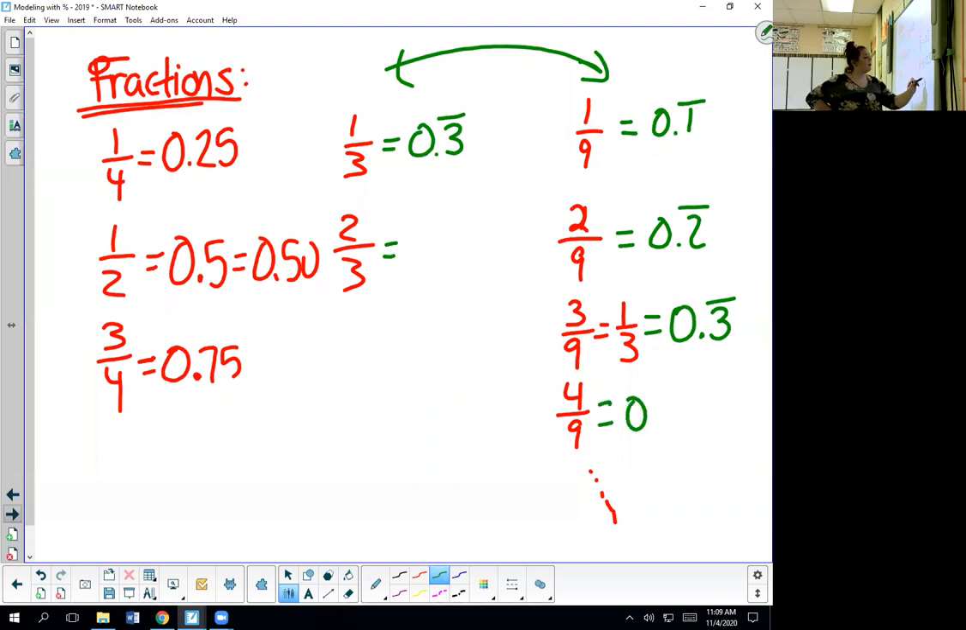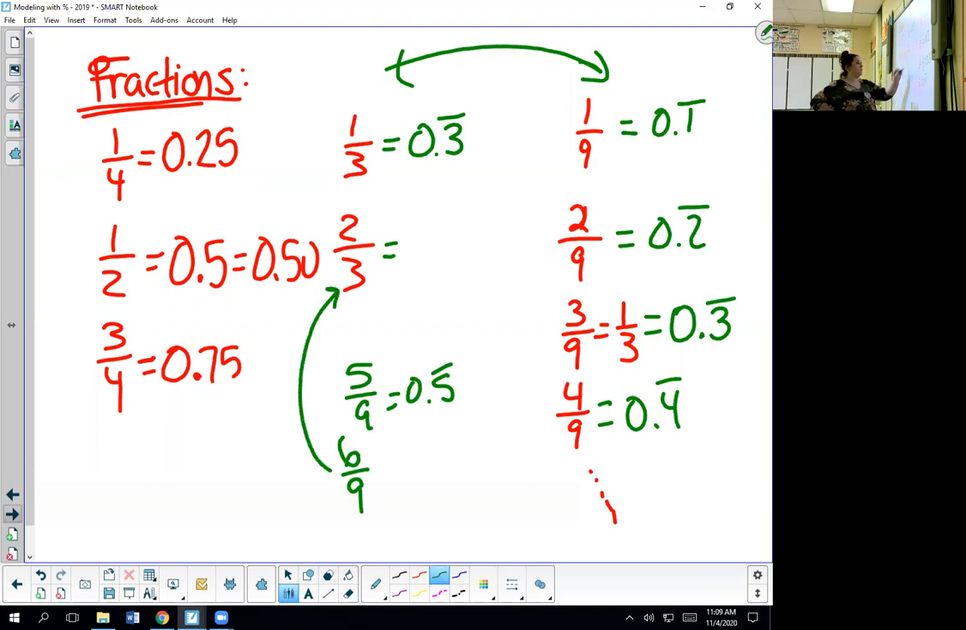4/9. Oh, yes, you are right. It would be 0 and 4 tenths, or the 4 repeats. And then 5/9 would be this. And 6/9, which is equal to 2/3, which would be this. These are the common ones that I feel like really will save you if you start noticing things about them now. It will help you in the future.